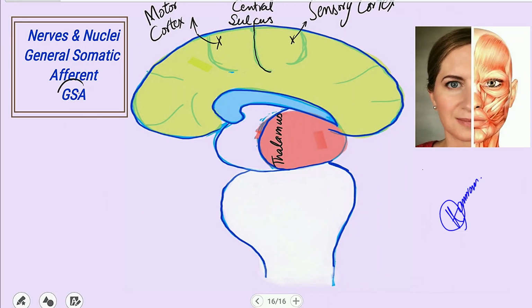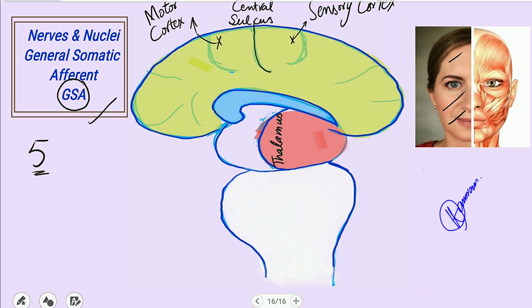The general somatic afferent component. This component deals with the skin of the face and the scalp. The main nerve that performs this function, that deals with all of the skin of the face and the scalp, is the trigeminal nerve, cranial nerve number 5. This is the main nerve that will perform this function.